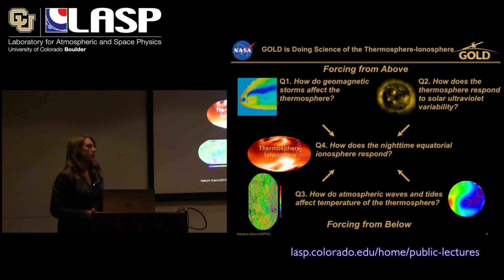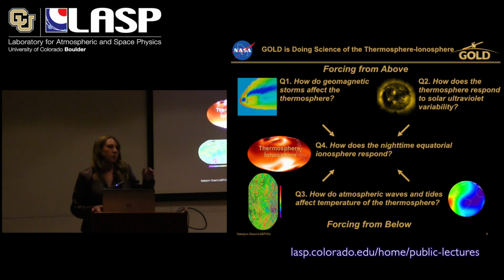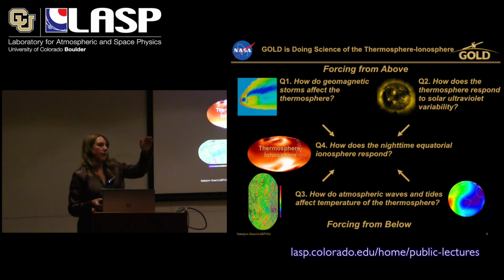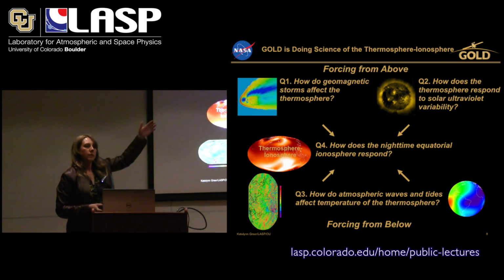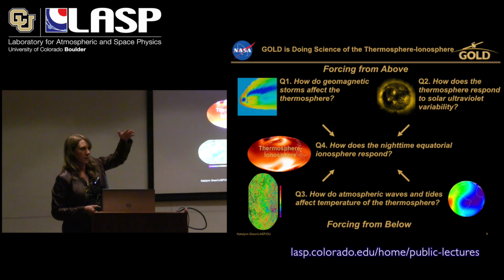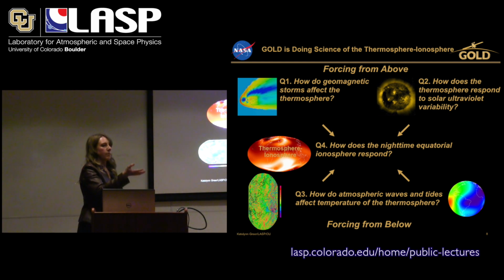The science that we're most interested in for GOLD can be split into two competing factors. The first factor is forcing that comes from above. So you can think of this as space weather that comes from the sun and comes into above the Earth's atmosphere. And then forcing that comes up from below. This is tropospheric weather that you and I experience that's percolating up.